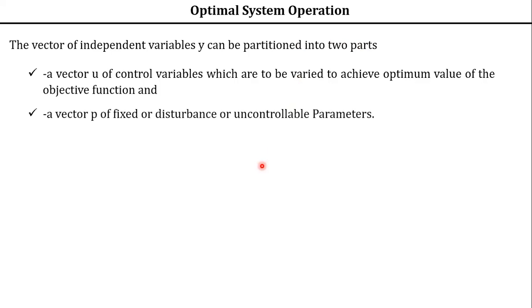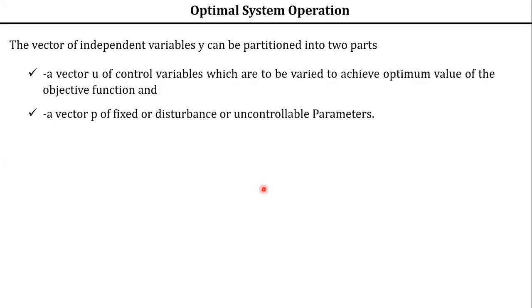Then what is the P vector? It is fixed, or it is a disturbance, or it is an uncontrollable parameter. This is what I have explained, isn't it? U is a controllable variable. P you cannot control. It is fixed because of disturbance, or it is an uncontrollable parameter. Understood?